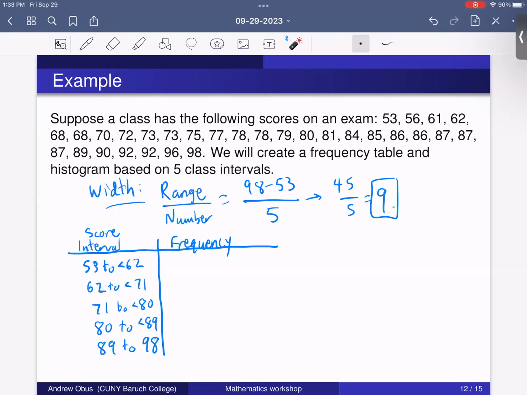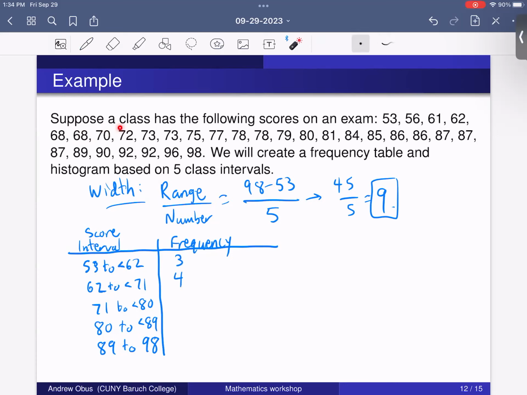And so what do we have here? Well, let's see. How many scores in the 53 to less than 62 range? We have 1, 2, 3. So the frequency here is 3. How many in the 62 up to 71 range? We have 1, 2, 3, 4. So the frequency here is 4.